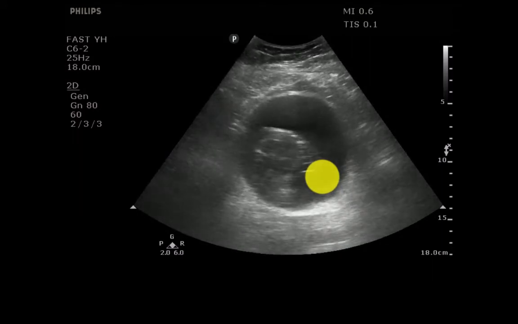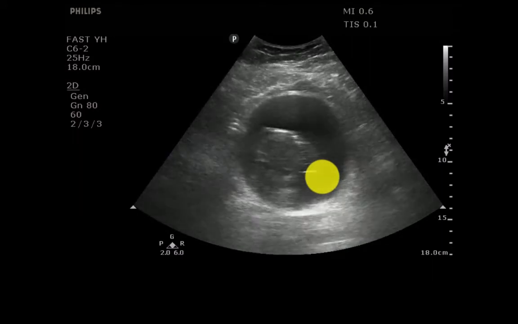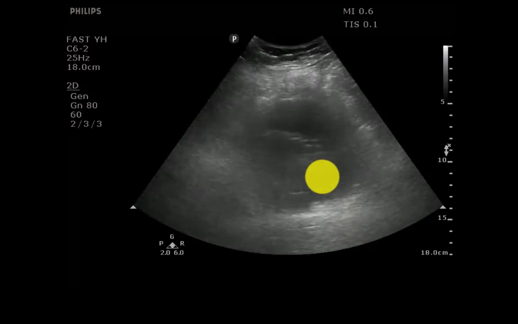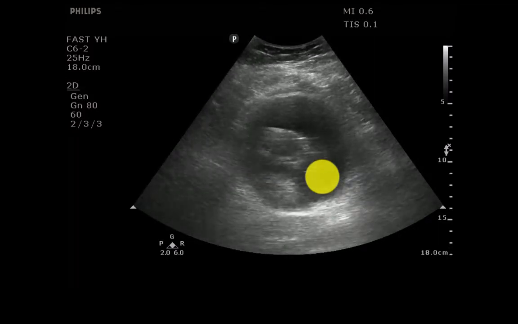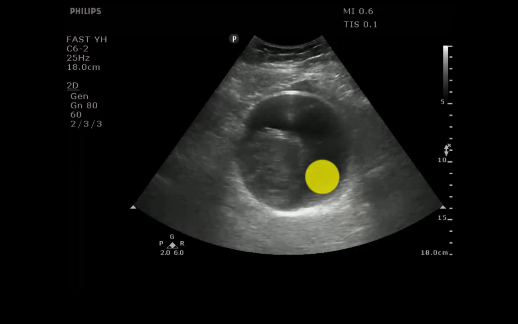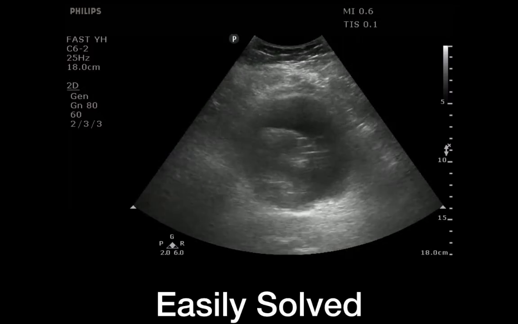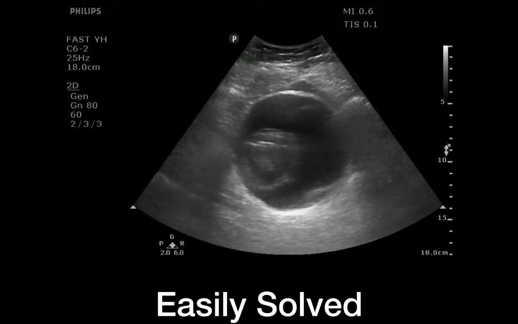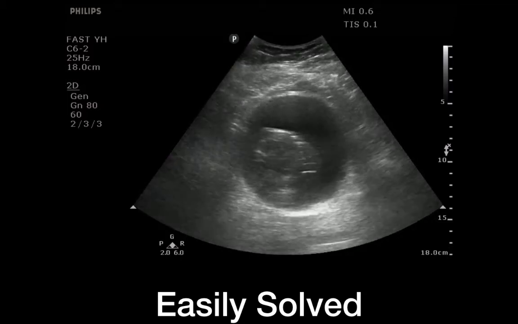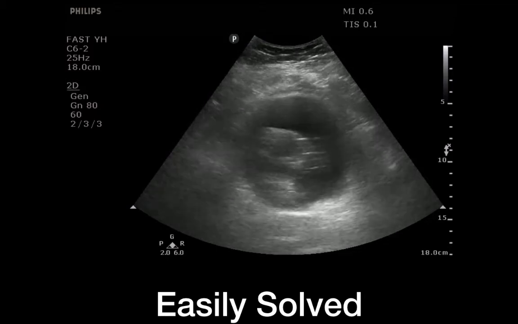So if you take a look at this image, the one thing you're not seeing is the spine, right? As we talked about earlier, you need to find the spine. We don't see a spine here, right? This is an easily solved problem. This guy got a Foley catheter and went home, right, after he got to the receiving facility.